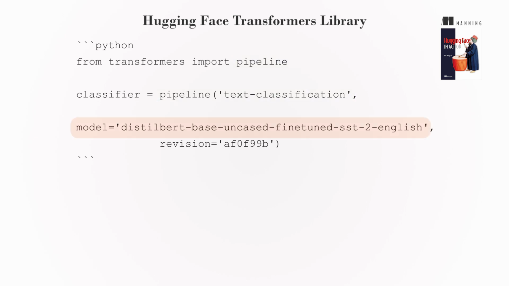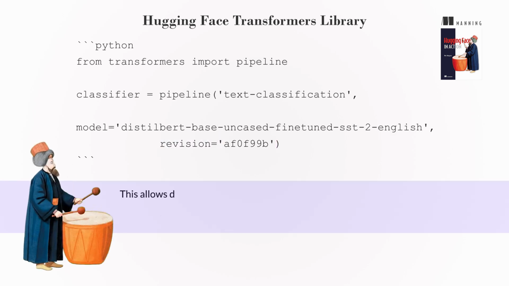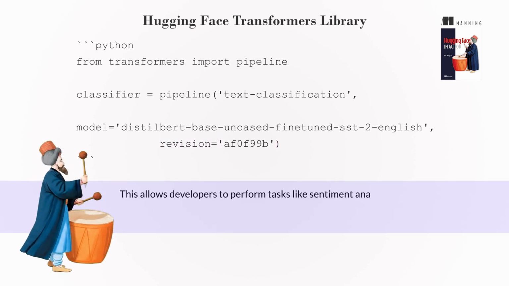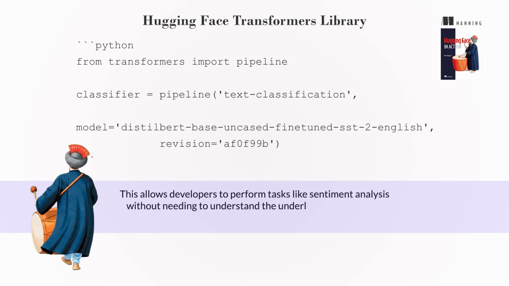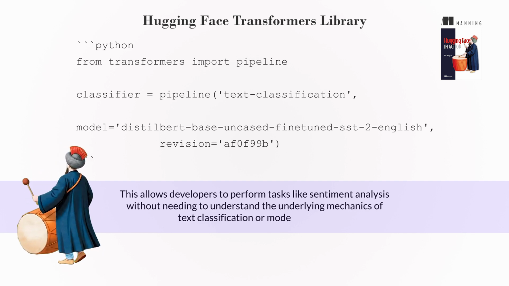The specified model is Distilbert Base Uncased Fine-Tuned SST2 English, and its version is AF0F99B. This allows developers to perform tasks like sentiment analysis without needing to understand the underlying mechanics of text classification or model training.